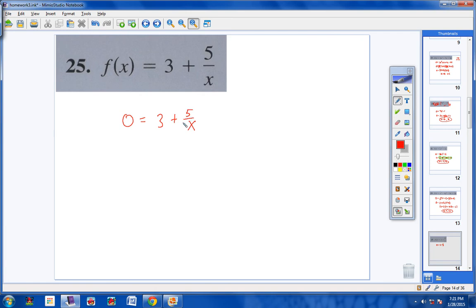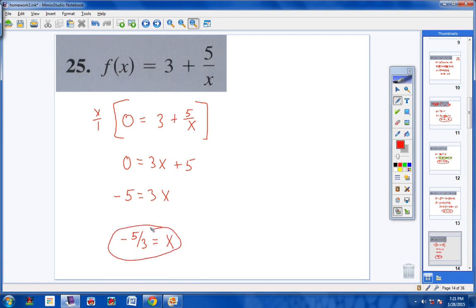Okay, now I do not want this x here, so I'm going to multiply every term by x, okay? Or in other words, I'm going to multiply the entire equation by x over 1. X times 0 is 0. X times 3 is 3x. X over 1 times 5 over x is 5. Now bring the 5 over and make it negative because we're simply solving for x. Divide both sides by 3, and we're going to get negative 5/3 for your x-intercept or your 0, or you could also call it negative 1 and 2/3.